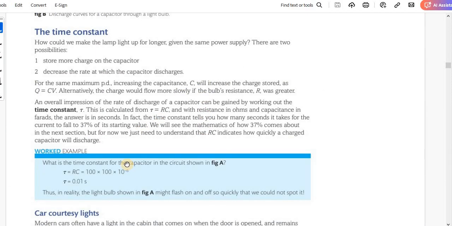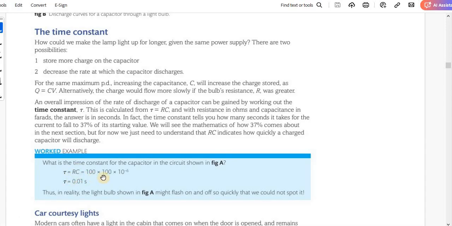So time constant is tau, or some textbooks also write the letter capital T. T is equal to RC. So here it's tau, a Greek letter, but if you look at the capital tau, it's identical to the letter T. So that's why people say T there. So T equals RC or tau equals RC.